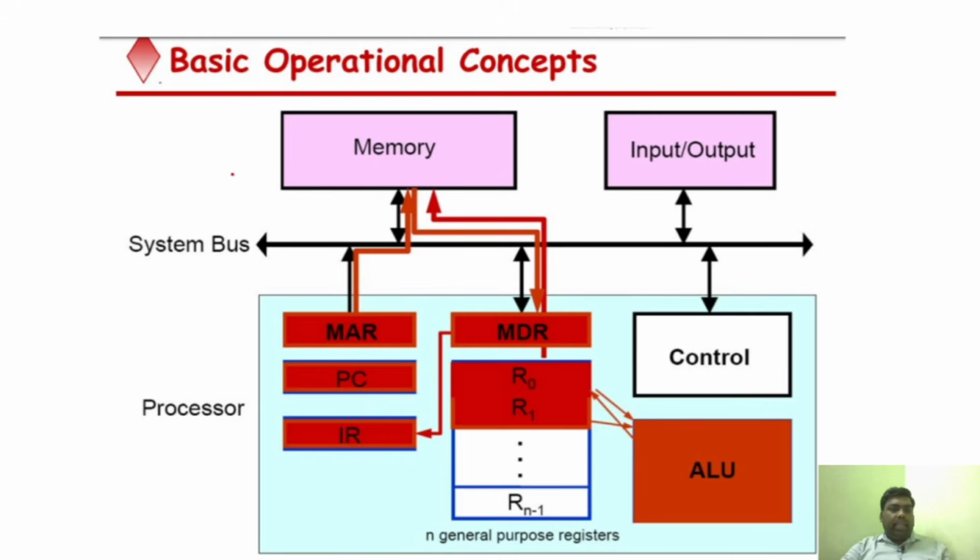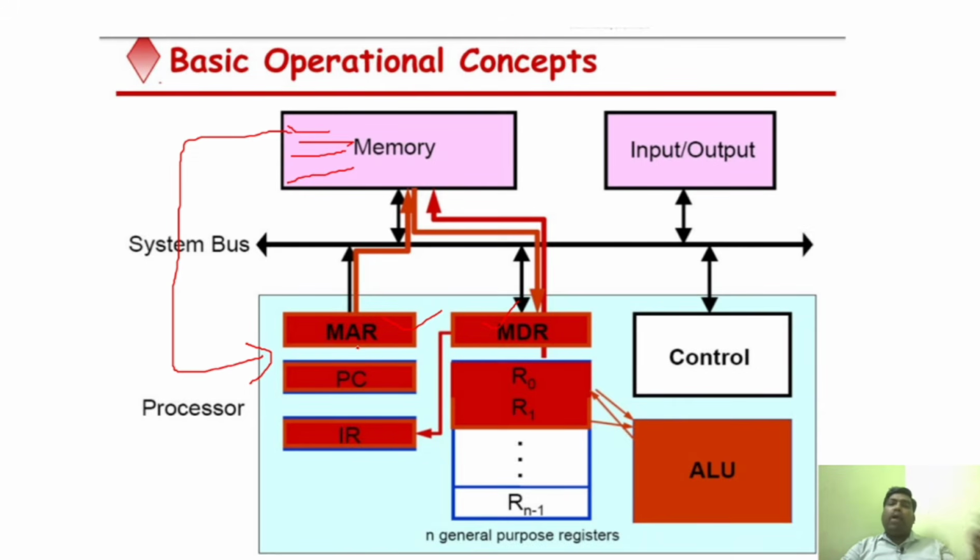We know that memory will have the list of instructions. All the information will be stored in the memory. And the processor, in order to execute the instruction, will fetch the instruction from the memory one by one and then execute it. In order to do that, we know that there is something called the memory address register and the memory data register. The memory address register will have the address information, and the MDR will have the data information.